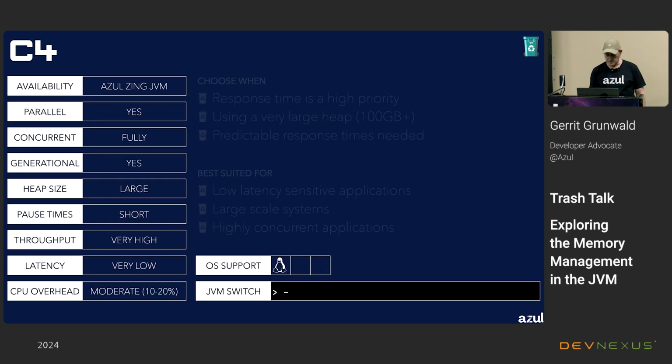All right, so this is only available in Zing, which is our high-performance JVM. It's parallel, fully concurrent, generational, with large heap size. It's the same as ZGC. At the moment, it's only available on Linux. There will probably be a Mac version, but not sure if there will ever be a Windows version. And you don't have to switch it on because it's part of our JVM, right? We just have this one garbage collector.